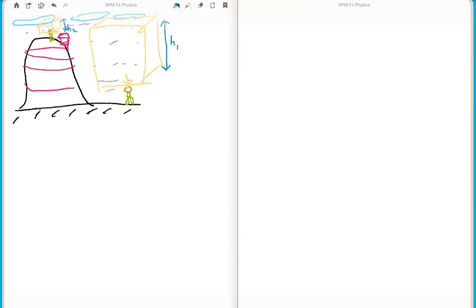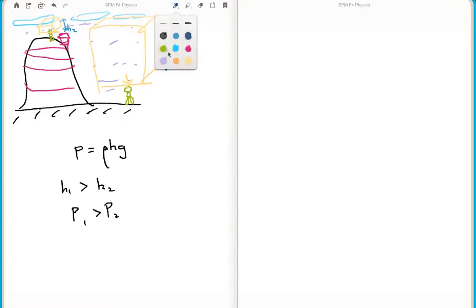So what happened? Pressure equals rho h g for liquid, or for fluid. Fluid is any particle that will fill the volume. Those are called fluid, right? So here H1 is greater than H2, therefore P1 would be greater than P2. That is the reason why you will face greater pressure downhill, and when you go uphill, you have less pressure. And if you want to plot a graph, there's also a graph to recognize.